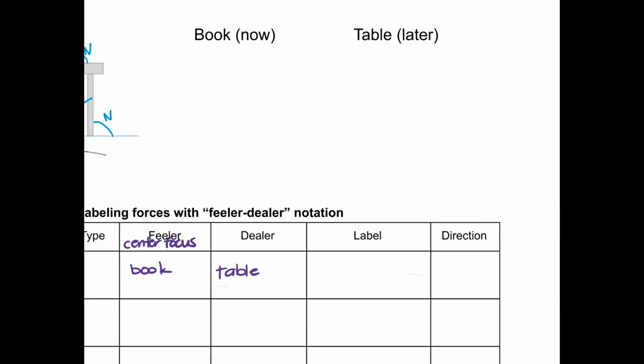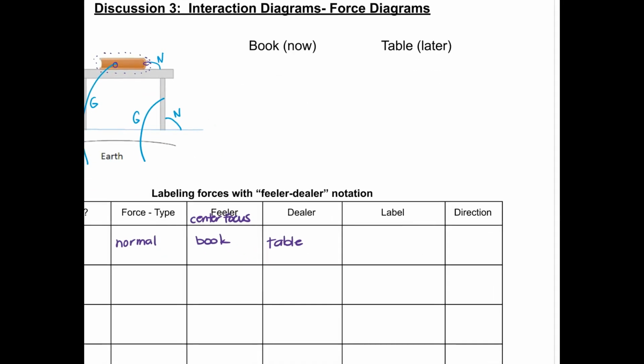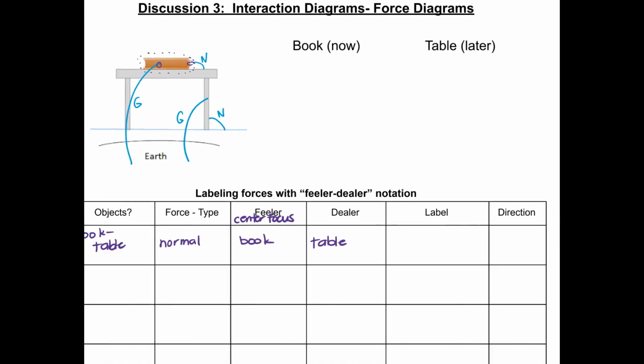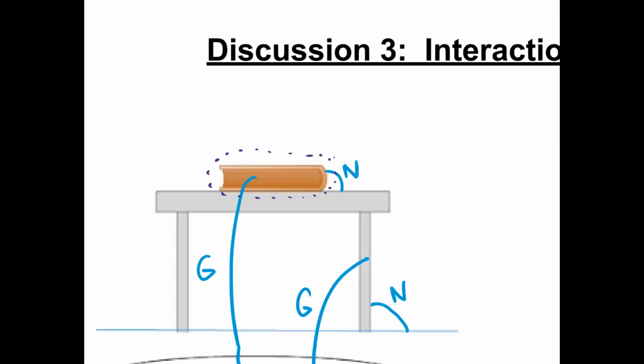And the way we would label that, okay, we have the type, the feeler, and then the dealer. So the force is type normal, the feeler is the book, and the dealer is the table. And the direction that the table is acting on the book, so the table is pushing the book up, we'll call that up.